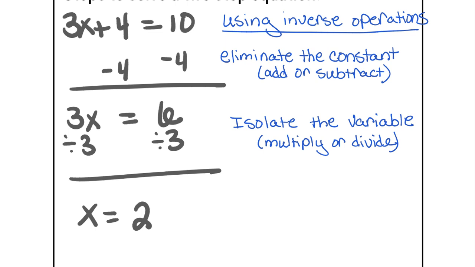Now remember, we're always using inverse operations. So in the first step, we were adding 4. So the inverse of addition is subtraction. Then the 3 is multiplying against the x, so we're going to divide.